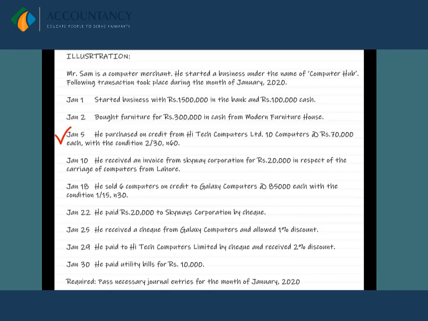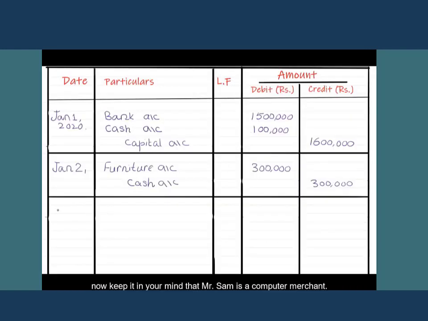On January 5, Mr. Sam purchased on credit 10 computers from High Tech Computers Limited and the cost of one computer is rupees 70,000 with the condition 2 by 30 and 60. Now keep it in your mind that Mr. Sam is a computer merchant, so the purchase of computers will be treated as an expense, and we know that when expenses increase, we make a debit entry. On the other hand, purchases are made on credit, which creates a liability for the business, and when liabilities increase, we make a credit entry.